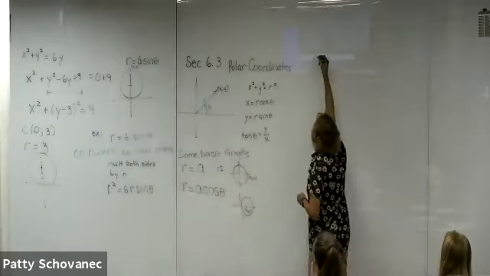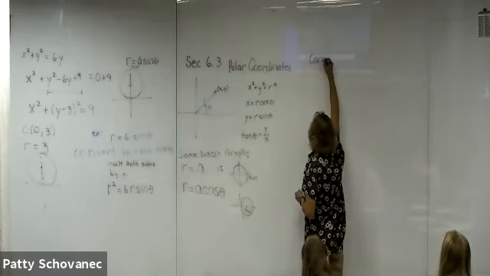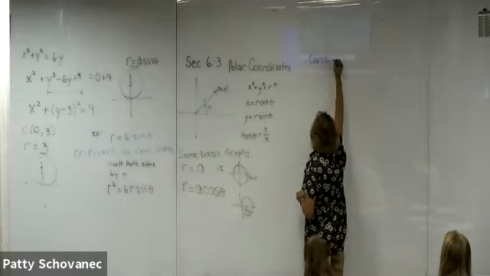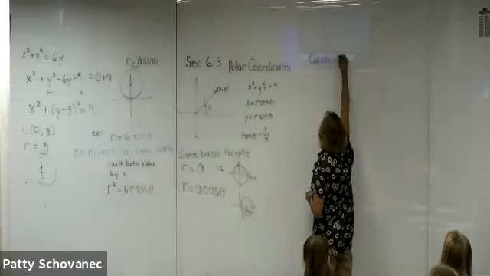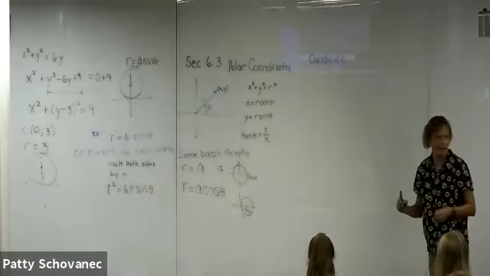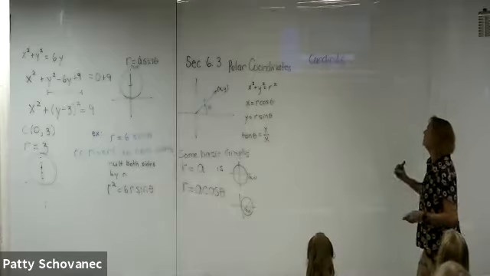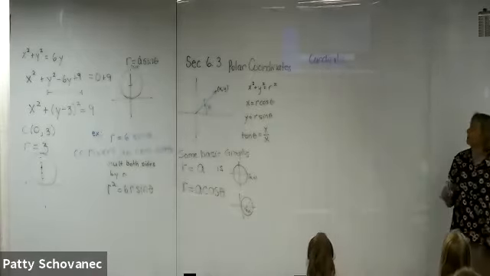So cardioids might look like this. I don't know how to spell it. Cardioids. I don't know, maybe something like that. Cardioids. I need another I. I-O-I? I don't know. That's how I spelled it. Cardioids.